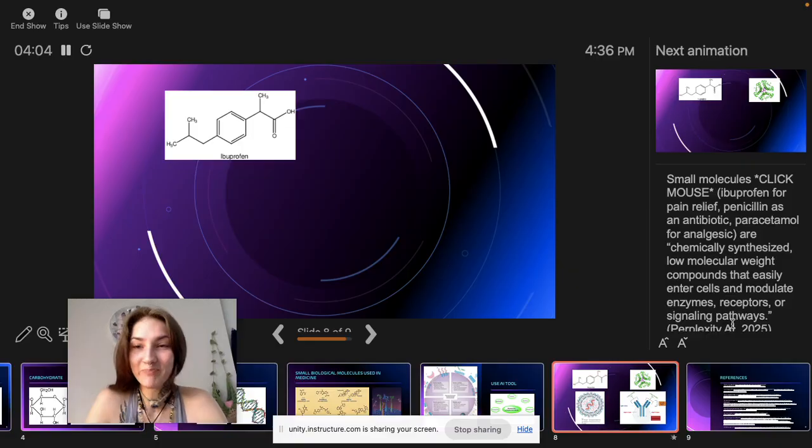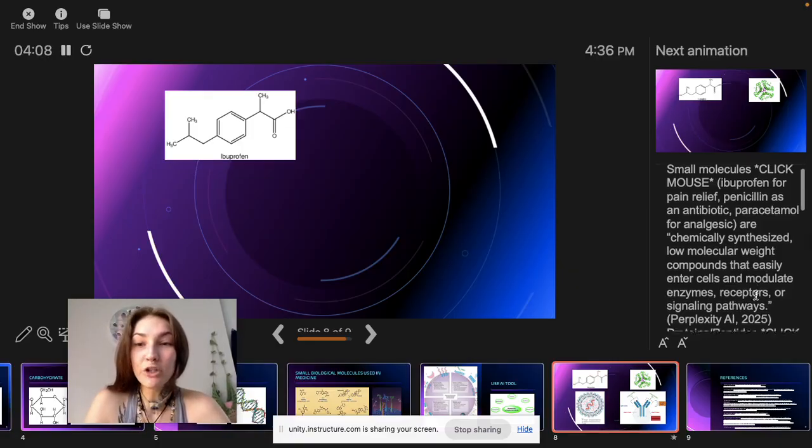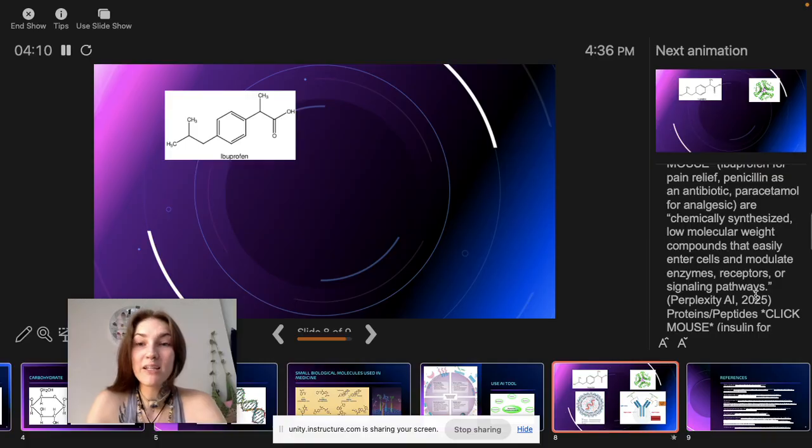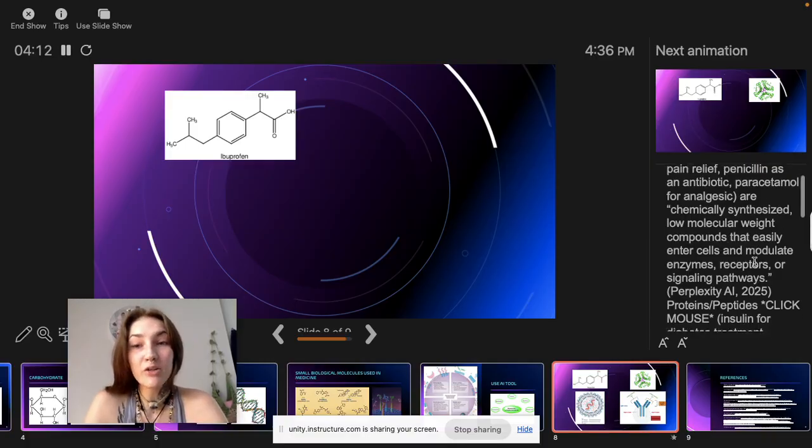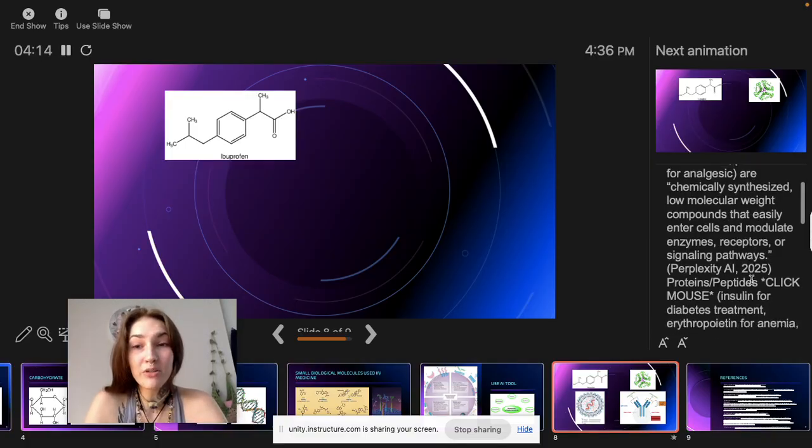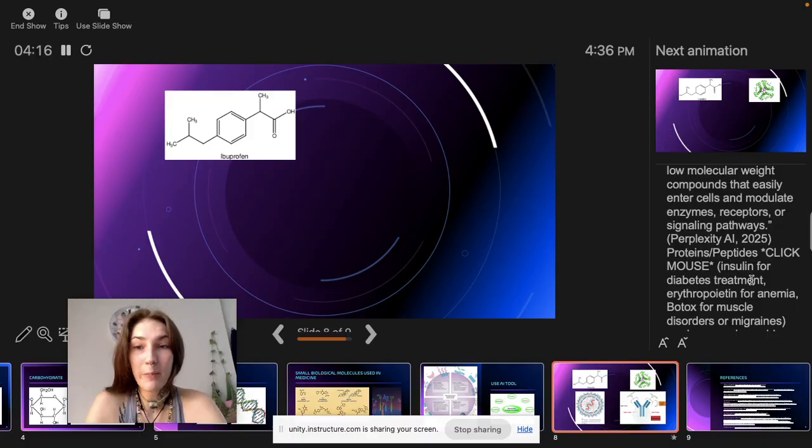are chemically synthesized, low molecular weight compounds that easily enter cells and modulate enzymes, receptors, or signaling pathways. I have it quoted, Perplexity AI 2025, for that one.